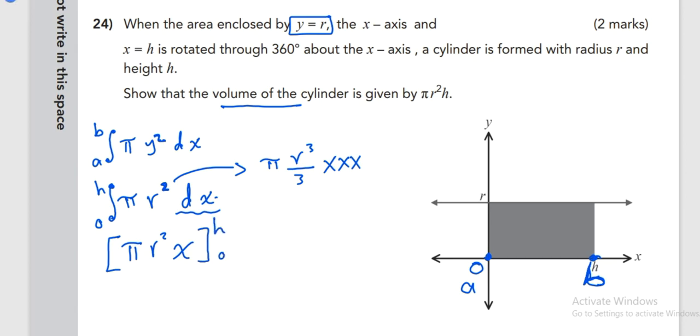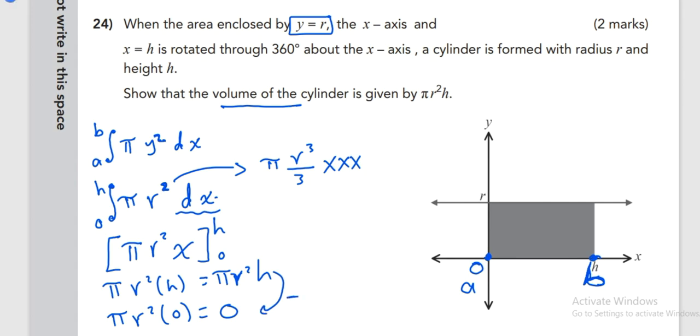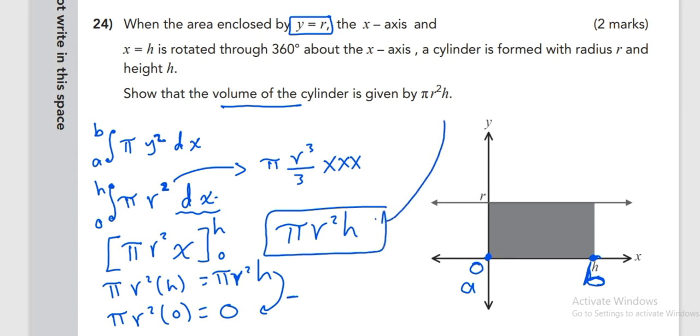We'll substitute by h and substitute by 0, then subtract. So it will be pi r power 2 h. The other one, pi r power 2 multiply 0, will be 0. If we subtract, it will be pi r power 2 h, and it's the same expression.